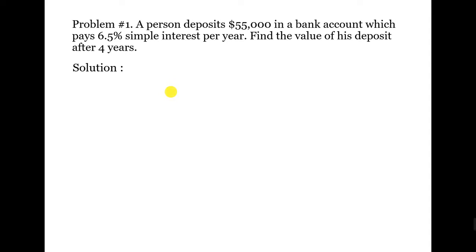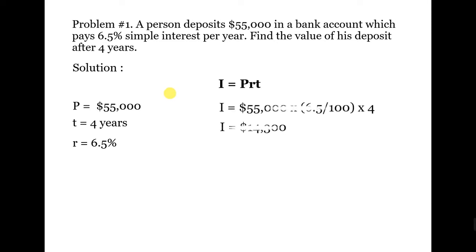The given values are the amount deposited in a bank account, denoted as the principal amount, with an interest rate of 6.5% annually. Then we need to find the amount of money after 4 years. From the simple interest formula, we substitute the given values and the result is equal to $14,300 as the amount of interest within 4 years.